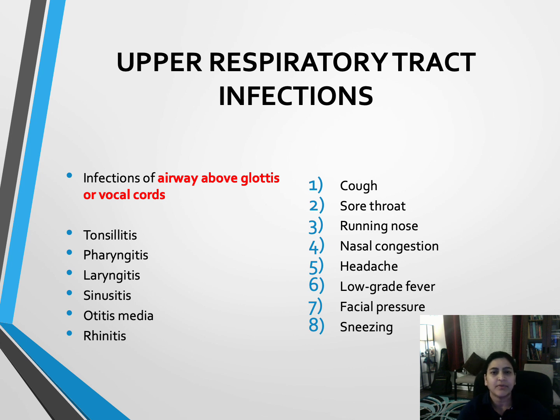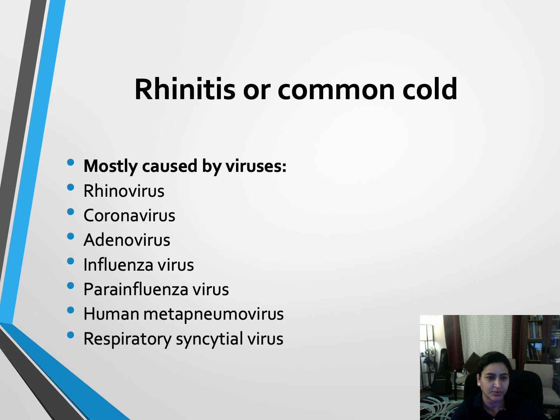The upper respiratory tract infections are infections of the airway above the glottis or vocal cords. That means infections typically involving the nasal region, the pharynx, and the topmost part of the larynx region. So tonsillitis, pharyngitis, laryngitis, sinusitis, which includes the nasal cavities, otitis media, that is the middle ear infection, and rhinitis. These are the typical conditions.